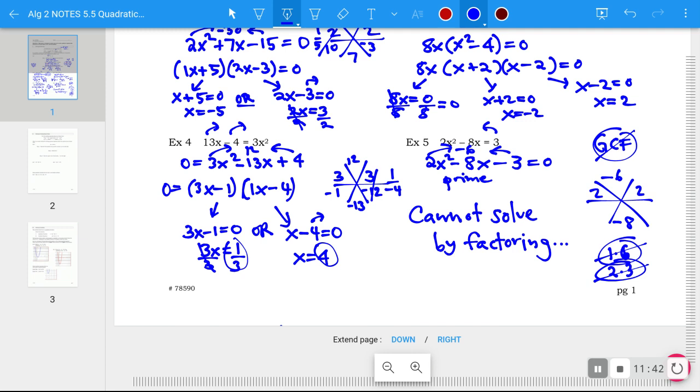So that's it for examples 2, 3, 4, and 5, and we'll pick up with another method on page 2, starting with example 6.